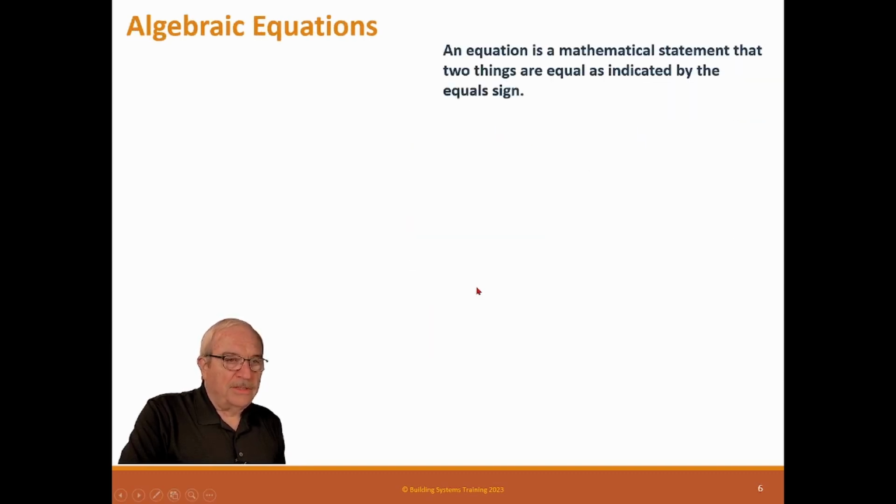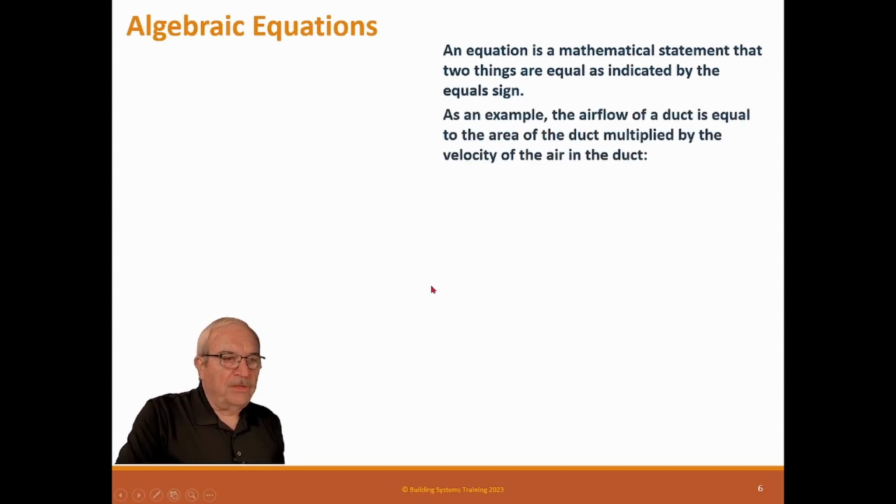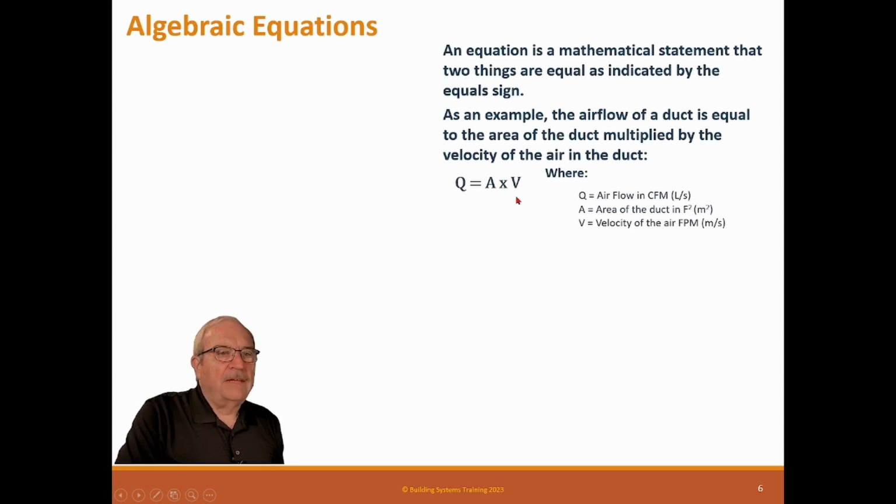Algebraic equations. Okay, this is where we start getting to where we really need to be. An equation is a mathematical statement that two things are equal as indicated by the equal sign. So it just simply means that when you see an equal sign, whatever's on either side is exactly equal. And that fact is what allows us to solve these equations. As an example, the airflow of a duct is equal to the area of the duct multiplied by the velocity of the duct. That's the standard equation. Q equals A times V, where Q is the flow in CFM, A is the area in square feet, and V is the velocity in feet per minute.